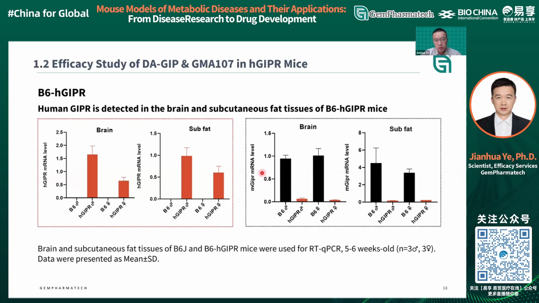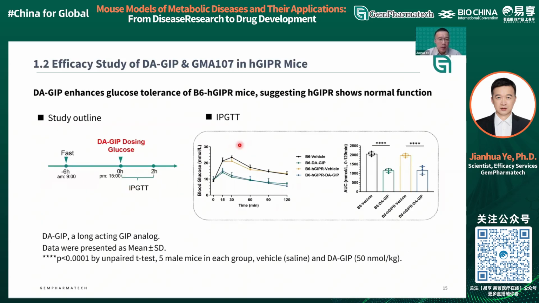So this data proves that our construction of the humanized GIP receptor mice is successful. And after we got these mice, we did a drug efficacy study. We gave the mice the DAGIP. The DAGIP is a long-acting GIP analog, as we can see from this picture.